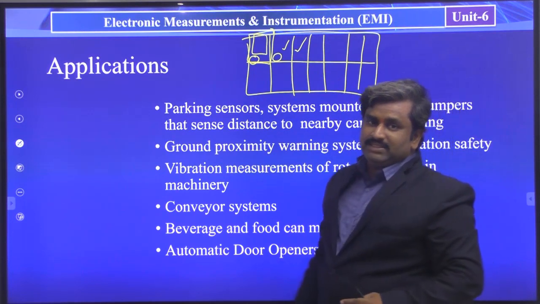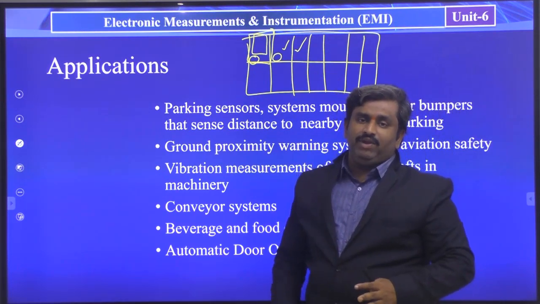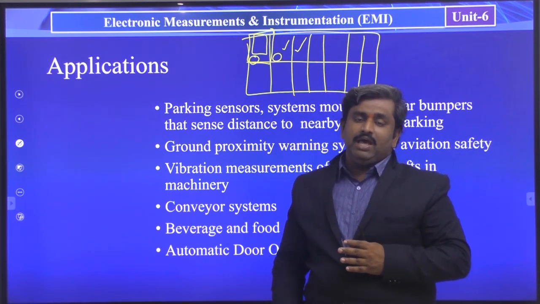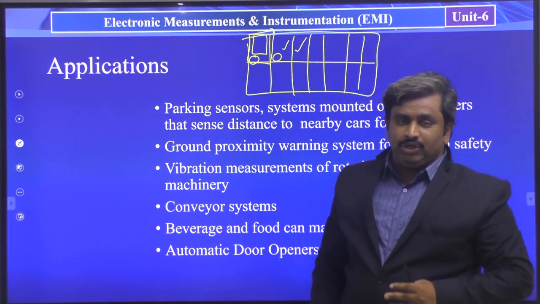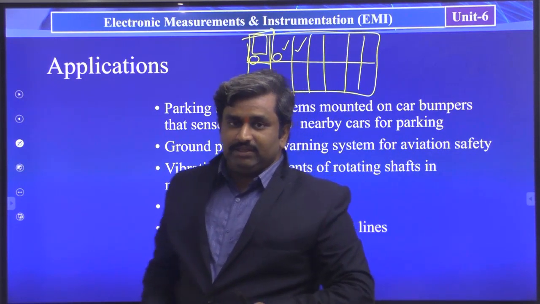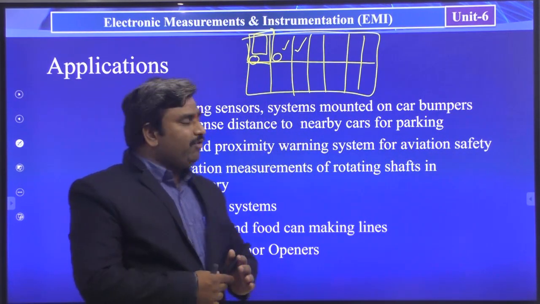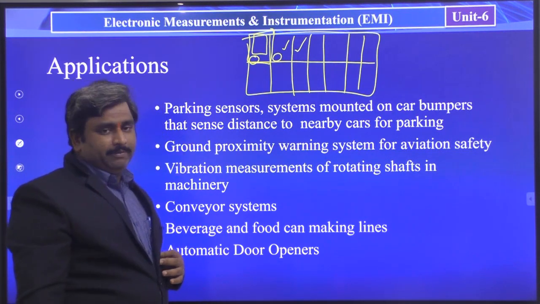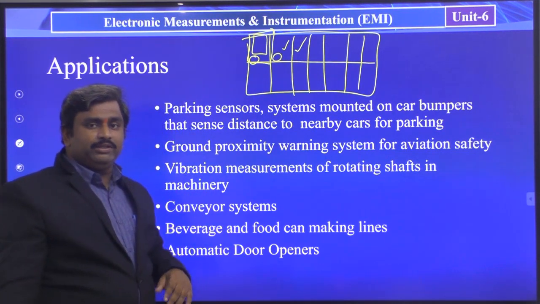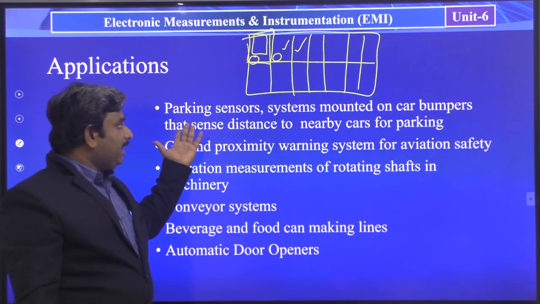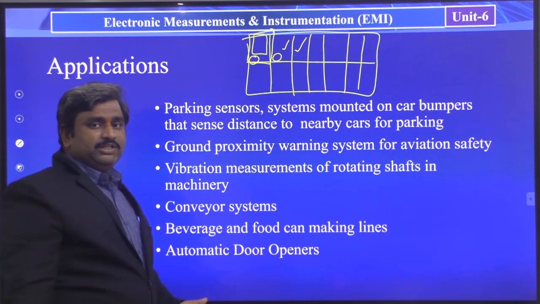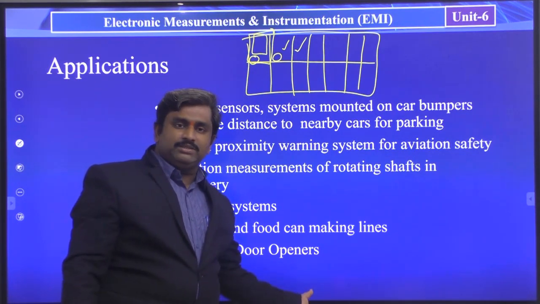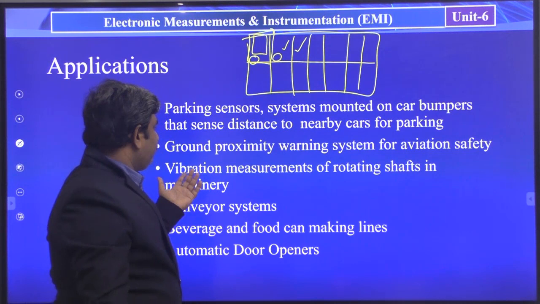Like that, we can say how many vacant slots there are and how many cars we can still park in that place. Otherwise, is there any rush or is there any vacancy? This type of information we can see by using these proximity sensors at the parking places. So based on this, we call the proximity sensors parking sensors. These parking sensors we generally place at the bumpers or on walls, whatever it may be, based on our requirement.